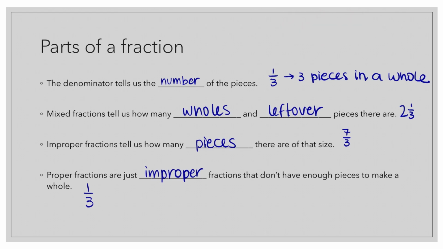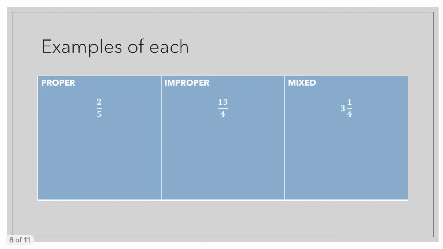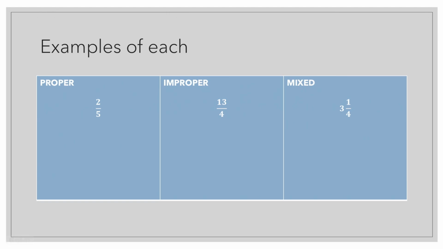Okay, so pause the video, make sure you understand all those words, and then we're going to be talking about how to go in between the 2 forms. So just really quick, here's another example. We have 2/5. The denominator tells me how many pieces there are. So 1, 2, 3, 4, here's 5 pieces, and then it would be 2 of those pieces. That is 2/5.